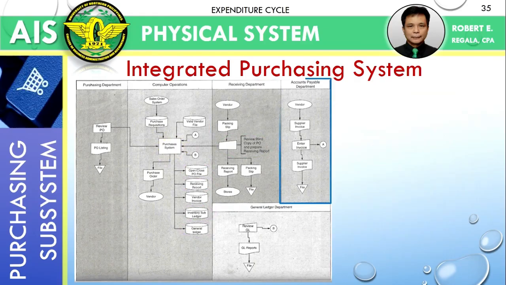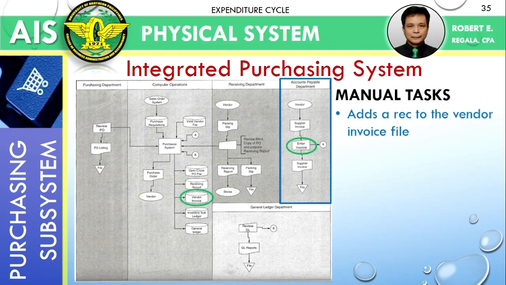Accounts payable department. When the AP clerk receives the supplier's invoice, the clerk accesses the system and adds a record to the vendor invoice file. The clerk then files the hard copy invoice in the department.